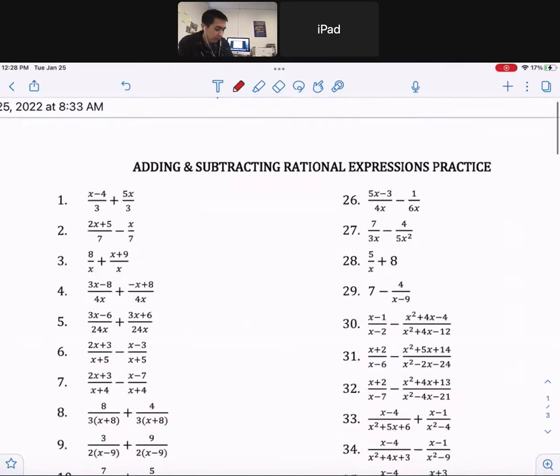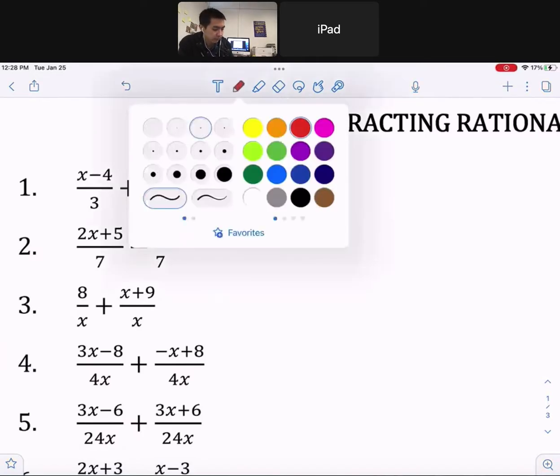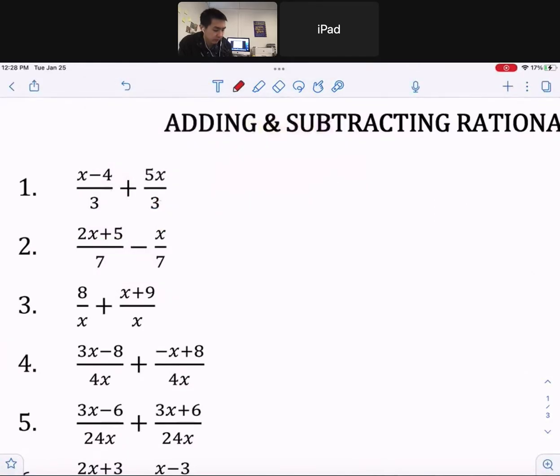So let's do number one. The whole objective of today's lesson was to make sure both of the denominators are the same, because if they're the same, then that enables you to add or subtract the numerators from each other. Now, obviously for this one, they're both the same, so we could just add the numerators together. So common denominator 3. 5x plus x is 6x, and then the minus 4. The top cannot simplify anymore, so that is going to be your answer.